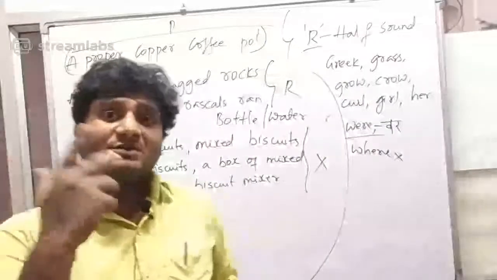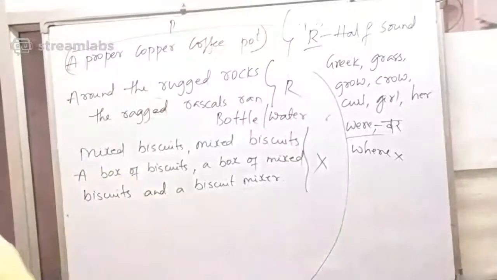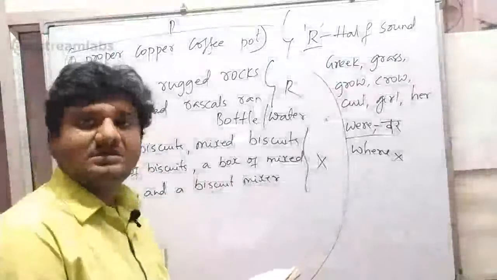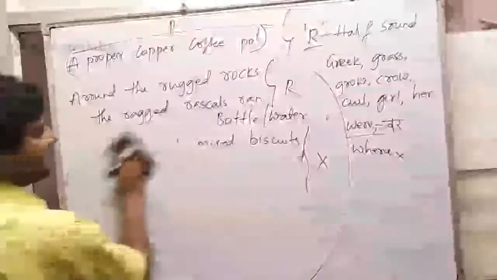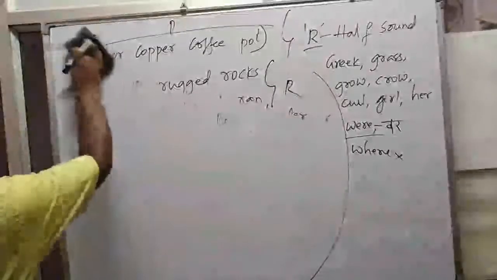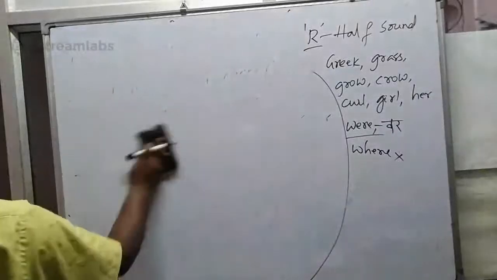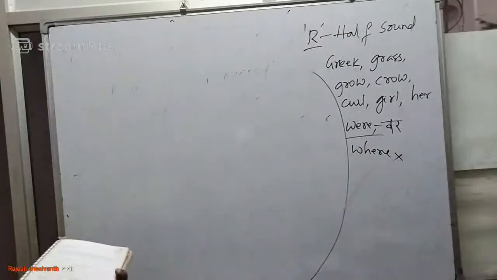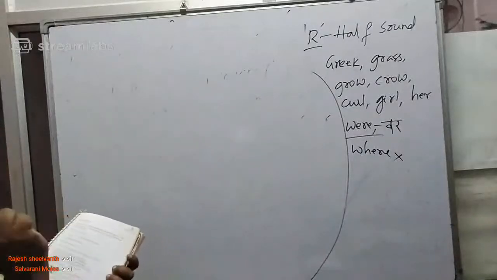Milind Sonkamble, why you are late? Should I wipe it? Practice from the beginning. This is my favorite. This tongue twister I like a lot.